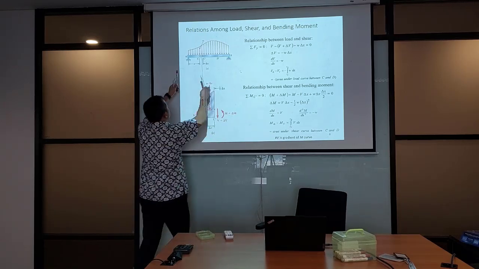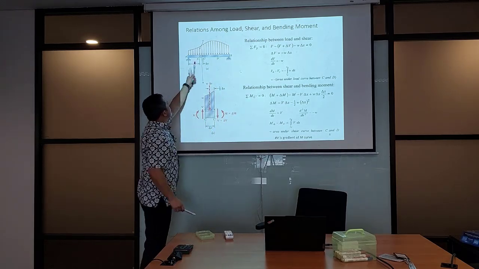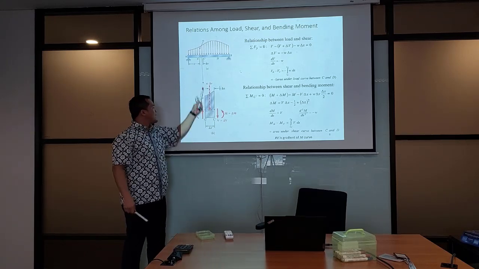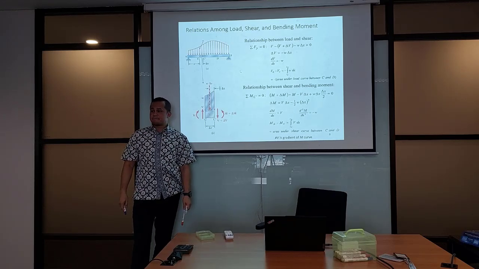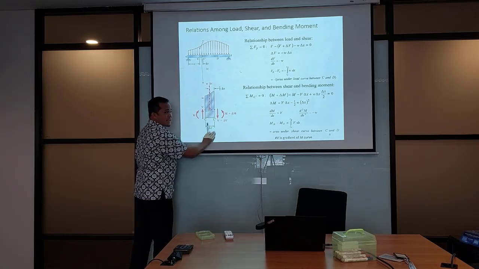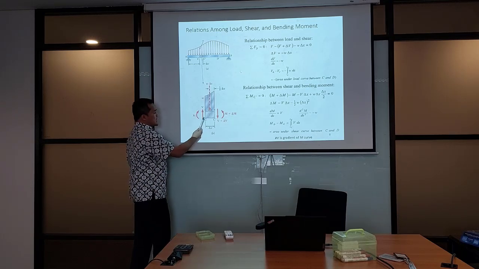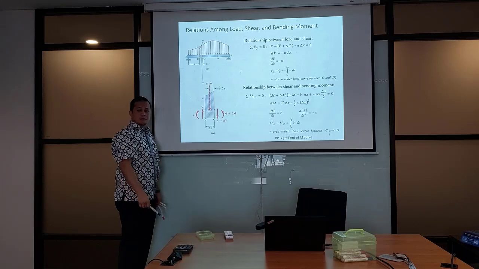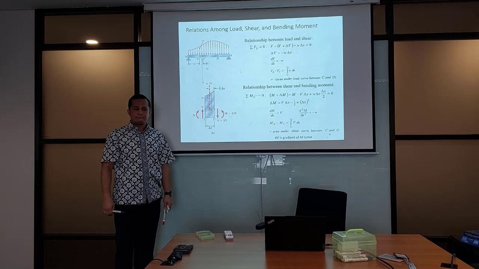And then we do a partition analysis. This is the element CC prime. Look at this, this is the zoom in of the particular element CC prime. When you see it from the right hand side, the V is going downward, the M is counterclockwise. When you see the element from the left hand side, you'll see V is upward, M is clockwise. Both are positive convention. Okay?